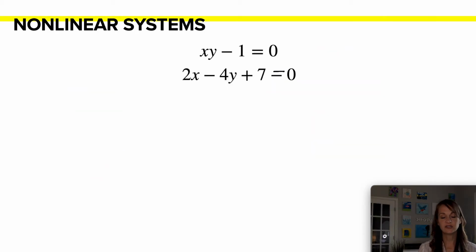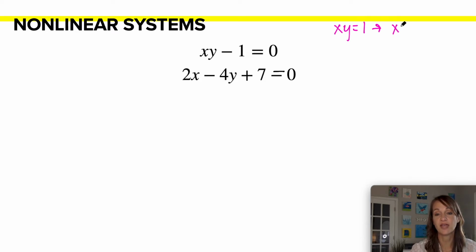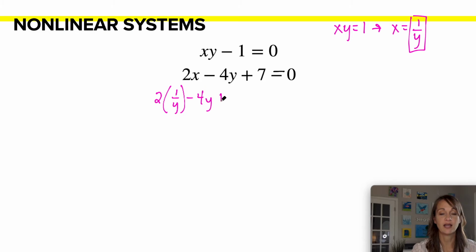Now in this nonlinear system, it is a little bit different because x and y are multiplied together. So what we're going to have to do is add 1 to both sides, and then solve for x to leave 1 over y. Now I'm going to substitute 1 over y in for this x. So 2x minus 4y plus 7 equals 0. So I'll get 2 over y minus 4y plus 7 equals 0.